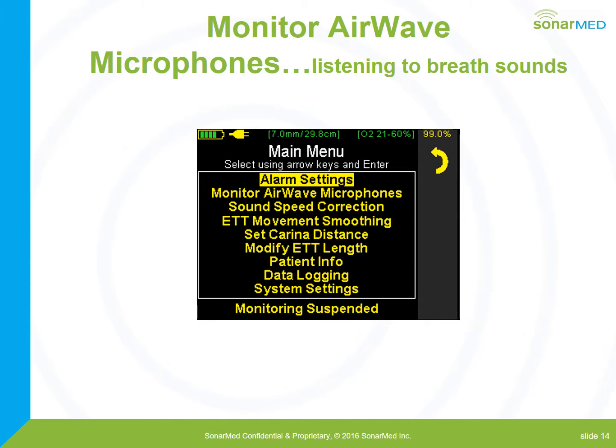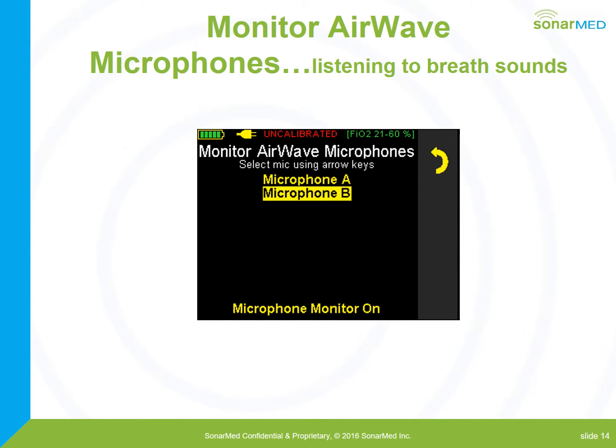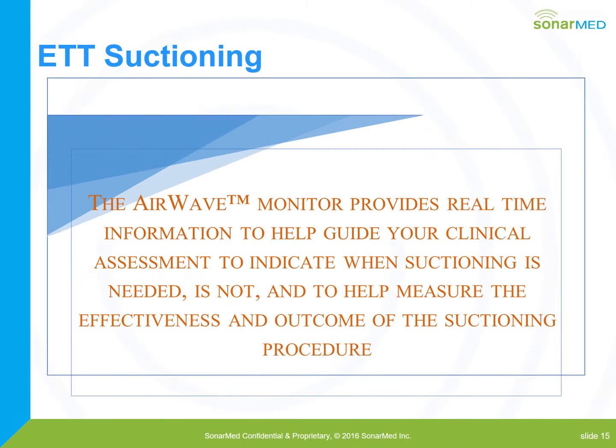To do that, you go into your main menu or your settings gear. You use your up and down arrows to go down to the monitor wave microphones, and you press enter. And when you do that, you'll see two microphones, A and B. Doesn't matter which one you listen to, they'll sound the same. When you're finished, hit your return arrow, take you back to monitoring.